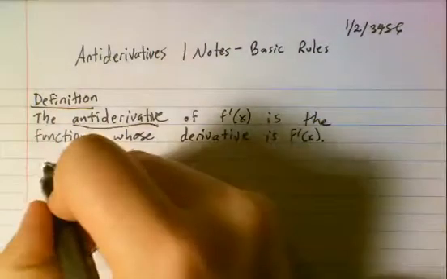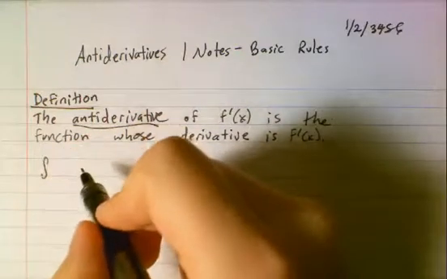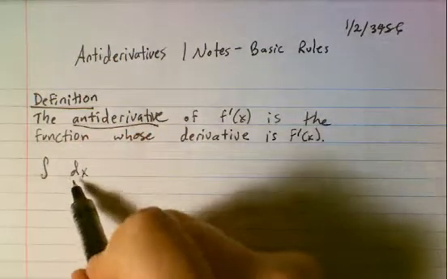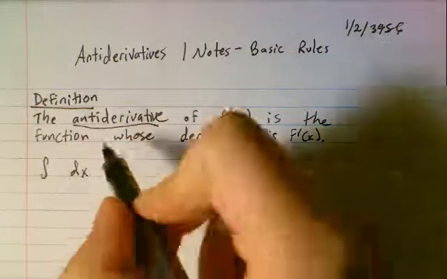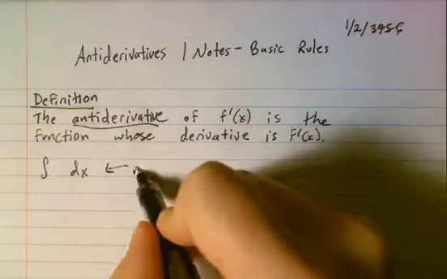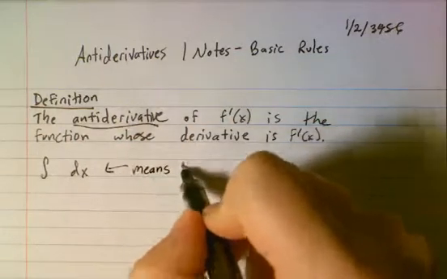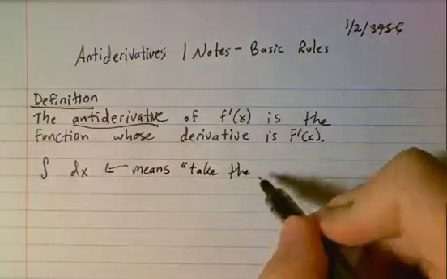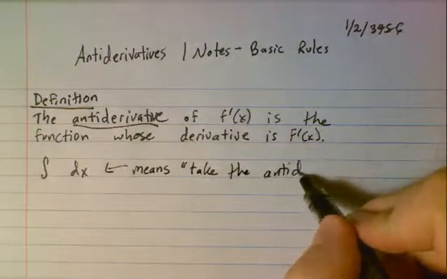There's also a symbol for this. This symbol right here, it's always paired with a dx or a dt or some variable. It means take the antiderivative.